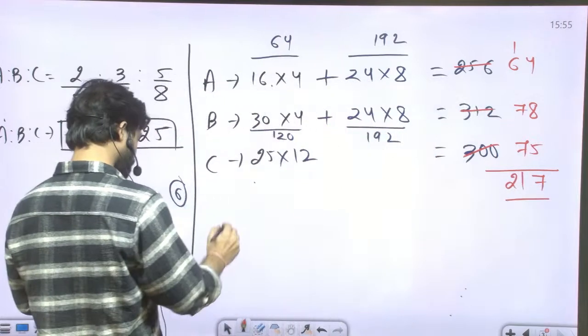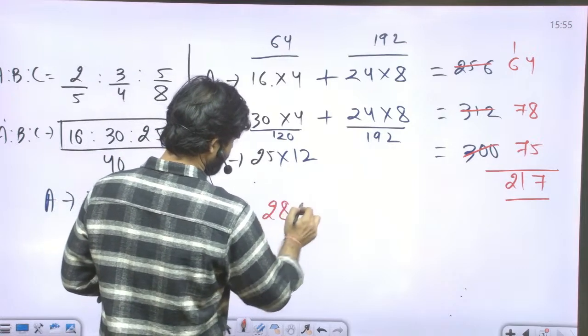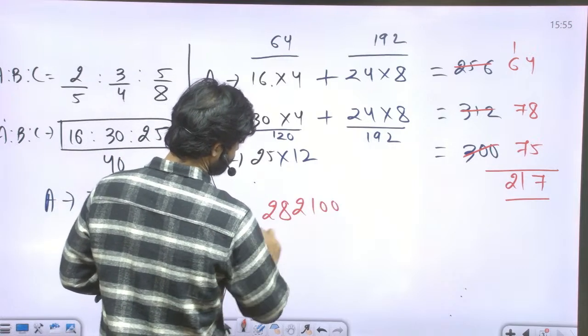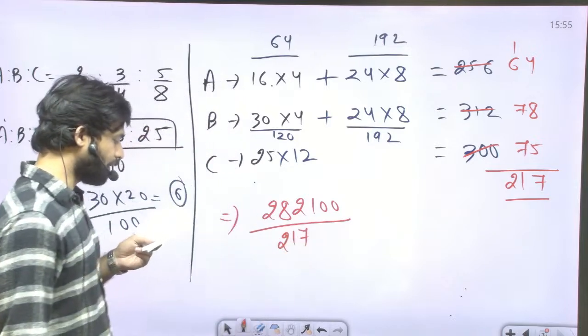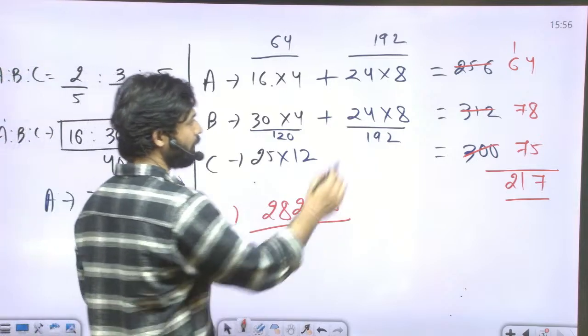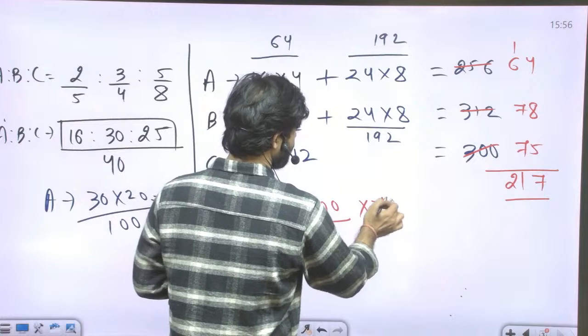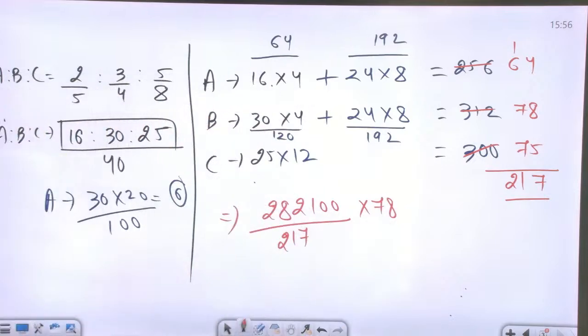So the value of 217 units is what? 2,82,100. This is the value of 217 units, and we have to find out the value of how many units? We have to find out the value of share of B, and share of B is 78. Do the calculation. Hurry up.